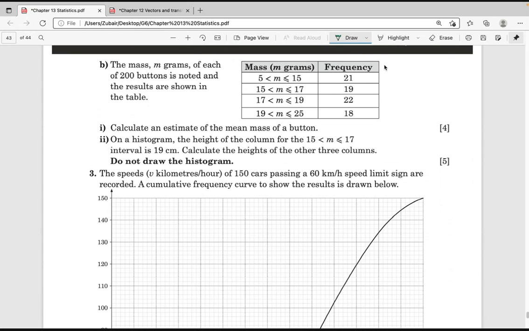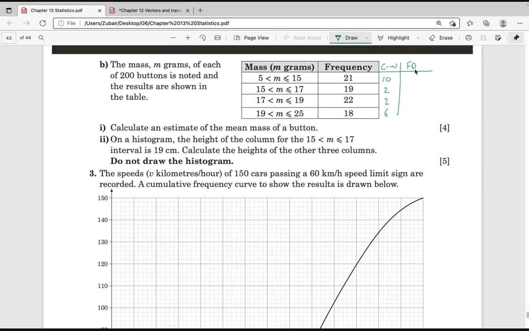So I need the class width. First case it is 10. Second, 17 minus 15 is 2. 19 minus 17 is again 2. 25 minus 19 is 6. And then we need to plot frequency density.